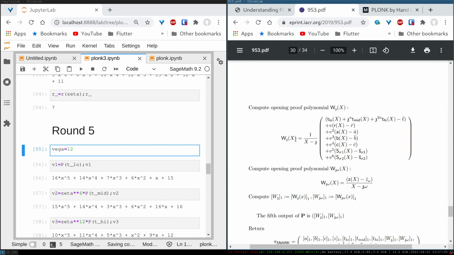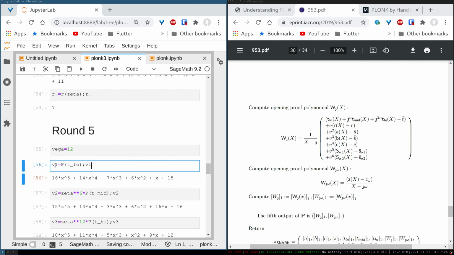So again, I will calculate first W of zeta multiplied by X minus zeta. So there are 1, 2, 3, 4, 5, 6. There are several terms here. Well, these terms are pretty easy to do, right? You can see that there's some structure. This one will take a little bit more time. So V1 is the low polynomial. Right? So just the low polynomial.